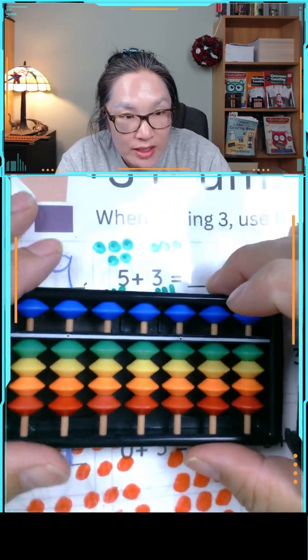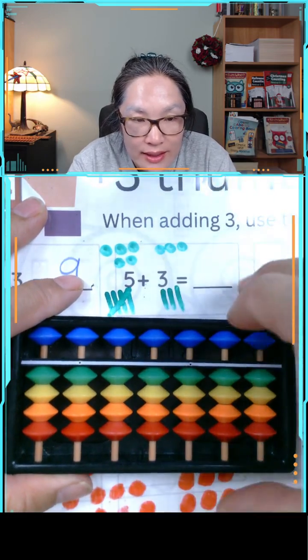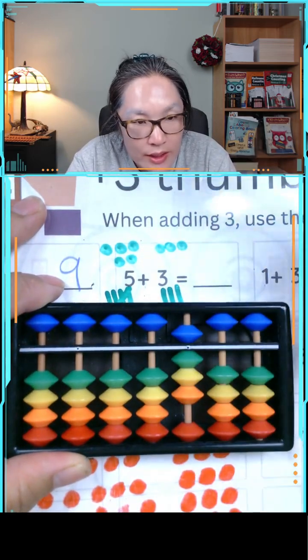So this is plus 3. You could do the dots, you could do the tally marks. However, I like the abacus way. The abacus way is plus the 5 and the 3. And then my final answer is 8.